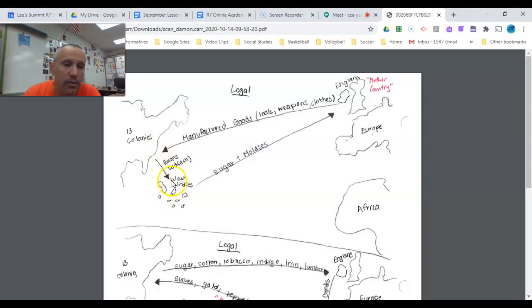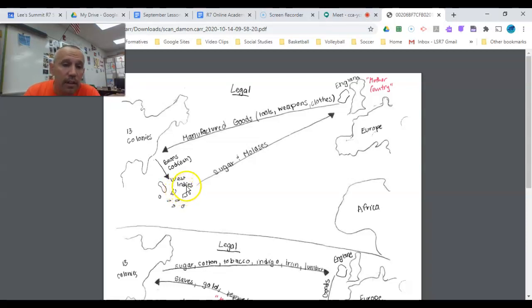This is what we think of as the Caribbean islands today. They referred to it as the West Indies back then. The beans and cod would be sent to the West Indies, to the sugar plantations, and used to feed the slaves on the sugar plantations.